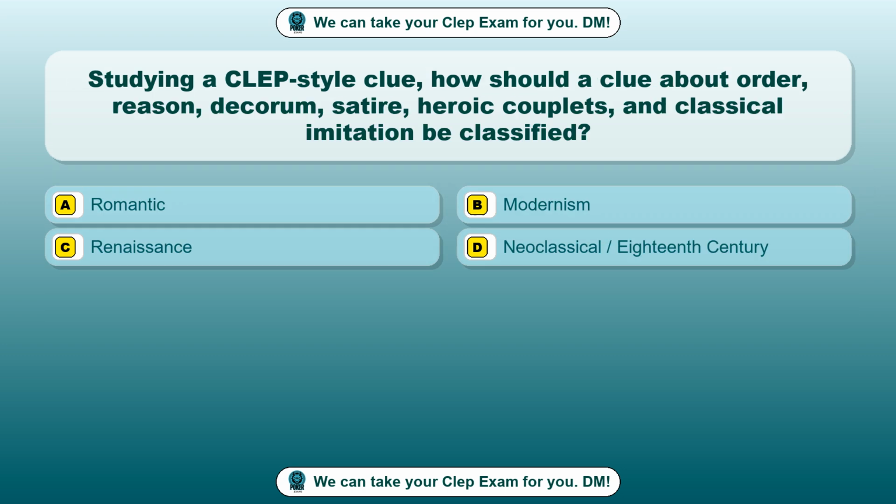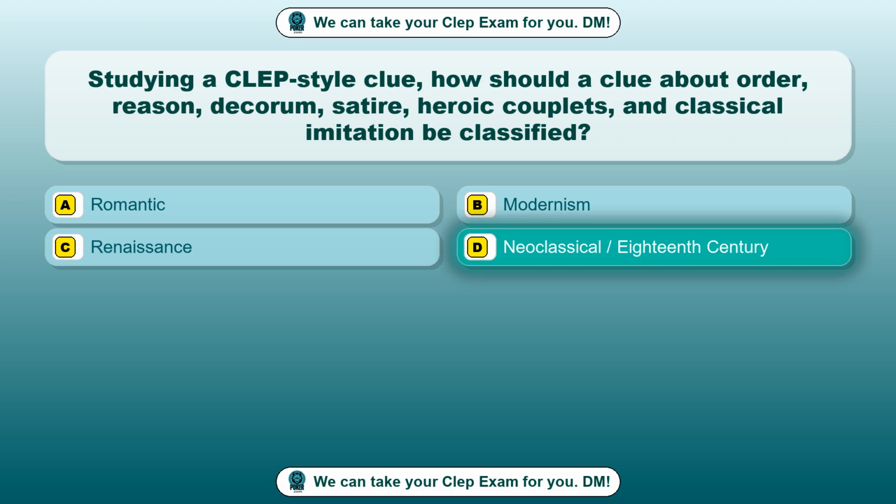Question 15. Studying a CLEP-style clue, how should a clue about order, reason, decorum, satire, heroic couplets, and classical imitation be classified? Option A, romantic. Option B, modernism. Option C, Renaissance. Option D, neoclassical/18th century. The correct answer is option D, neoclassical/18th century.